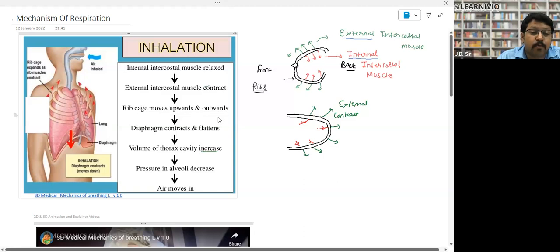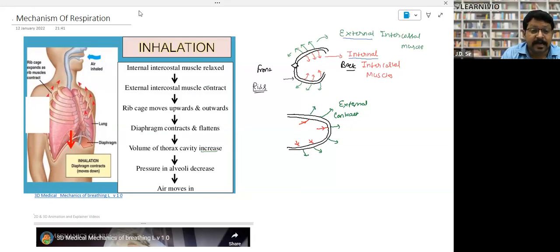The rib cage moves upward and outward, right? Then the diaphragm contracts and flattens. The diaphragm goes down. The volume of the thoracic cavity will increase. When the volume increases, the pressure will decrease, right? Then the pressure in the alveoli will decrease, and air will move automatically inside. You got this point, Martin?